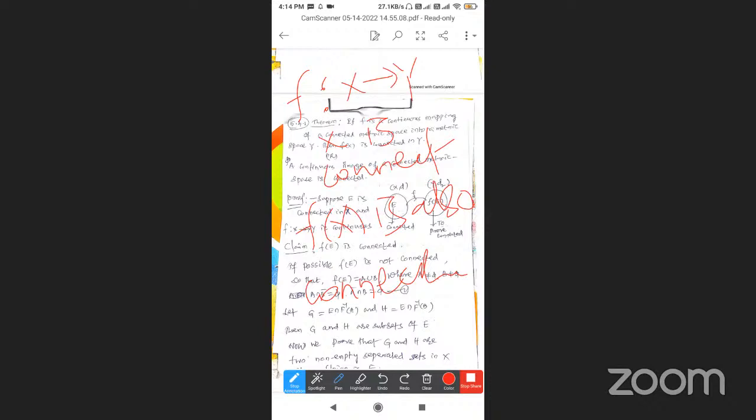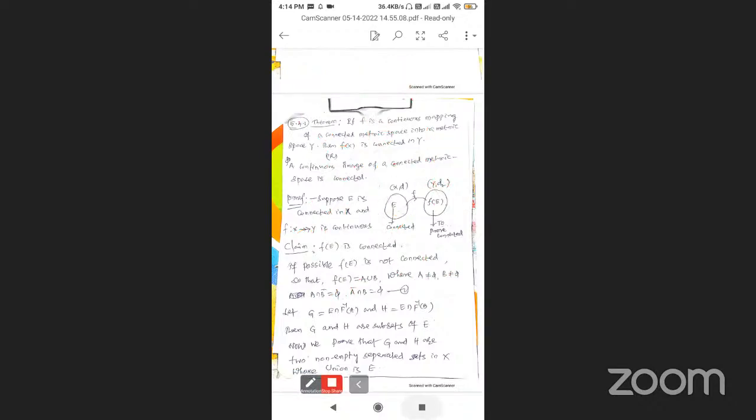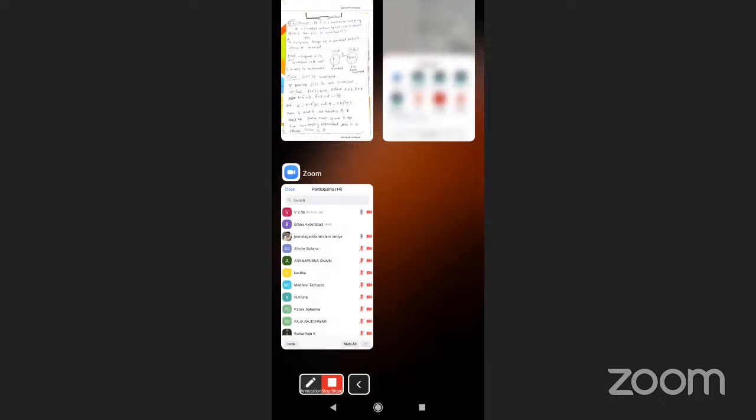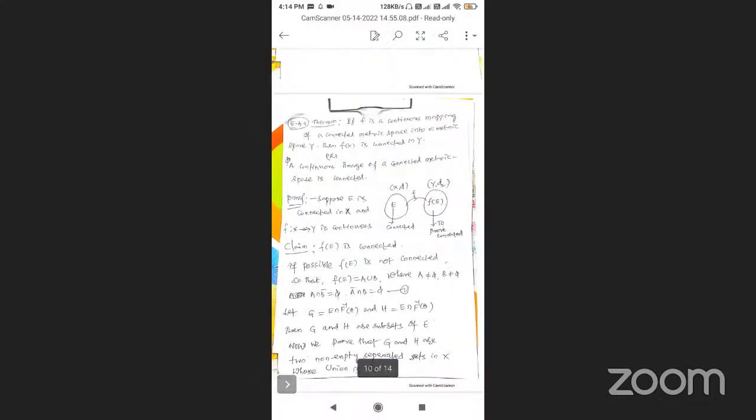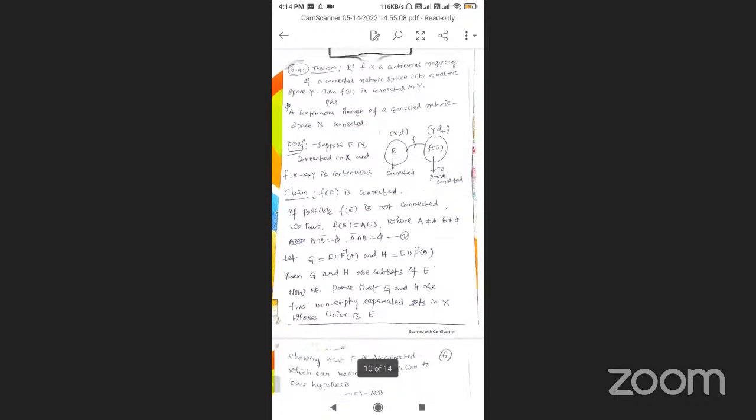So f from X to Y is continuous. If X is a connected metric space, then f of X is also a connected metric space. A continuous image of a connected metric space is connected. This is the theorem, and its proof is also there. I have to explain the proof of this theorem clearly.